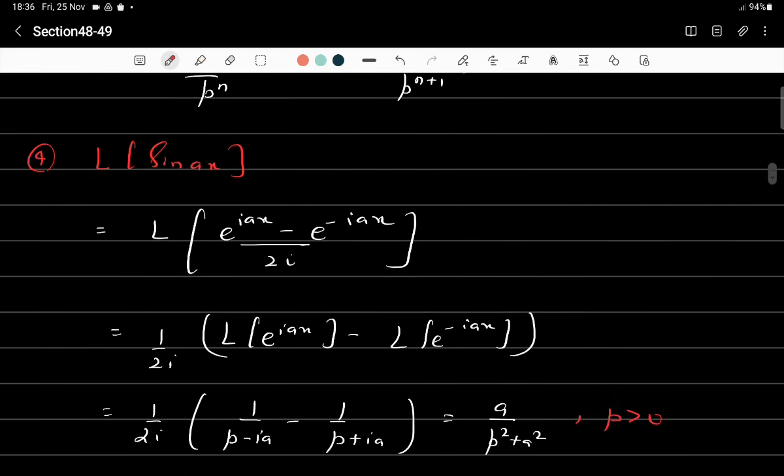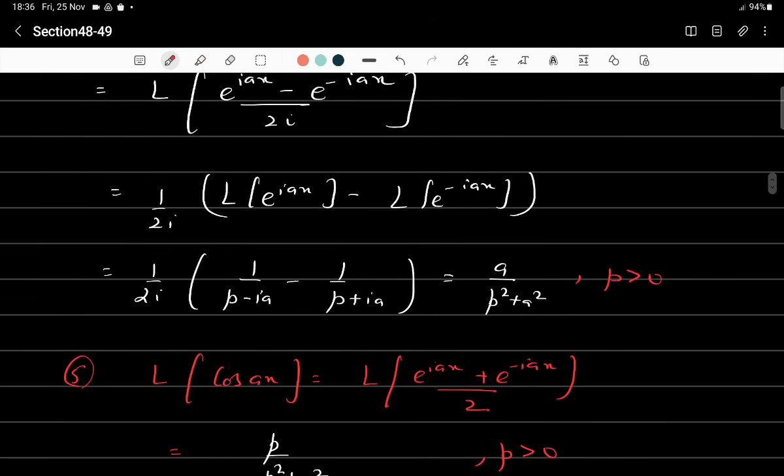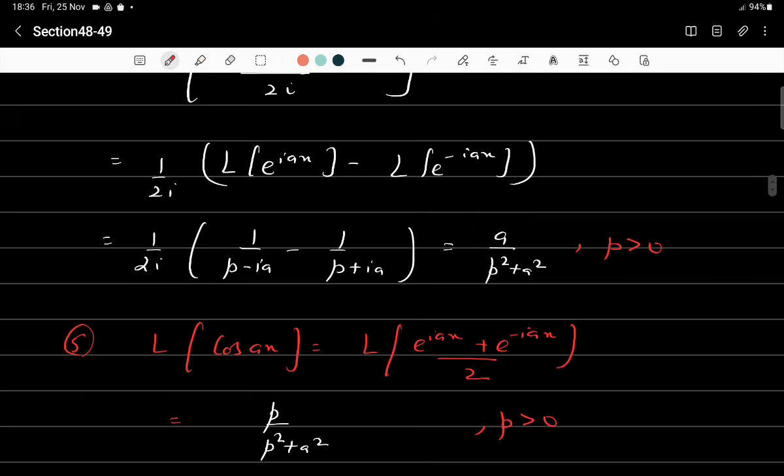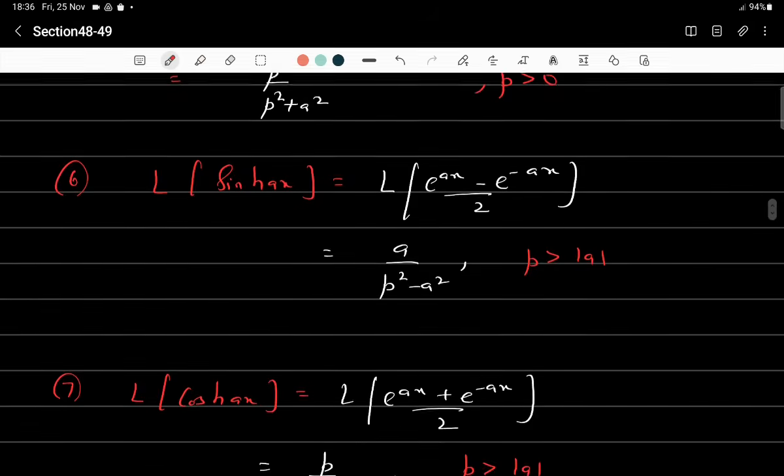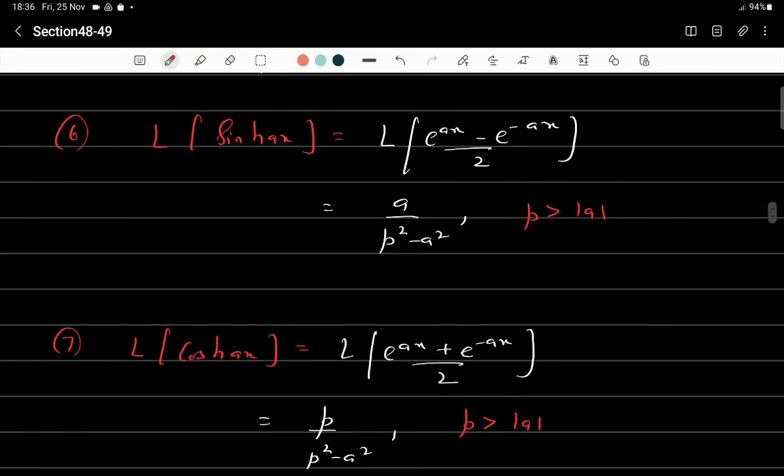Using this, it comes out to be a by p square plus a square. Please do remember it. And in the same way, Laplace of cos ax comes out to be p by p square plus a square. And similarly, you can compute the Laplace of sine hyperbolic ax and cos hyperbolic ax. Okay, so these are some standard results.